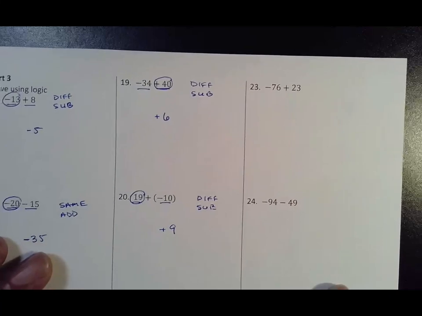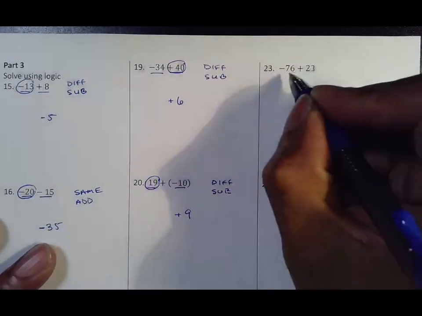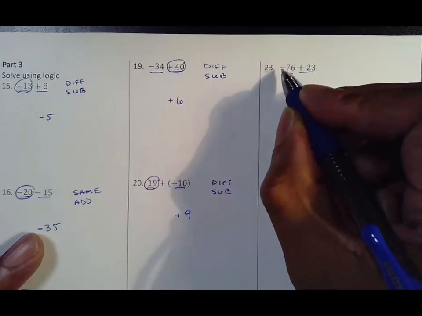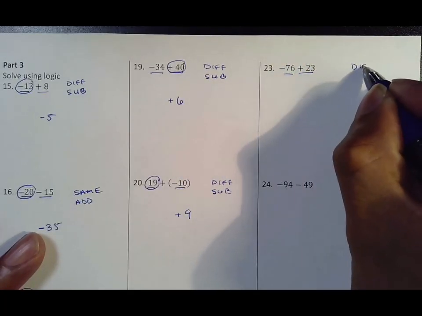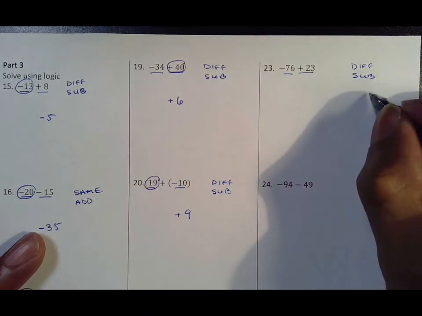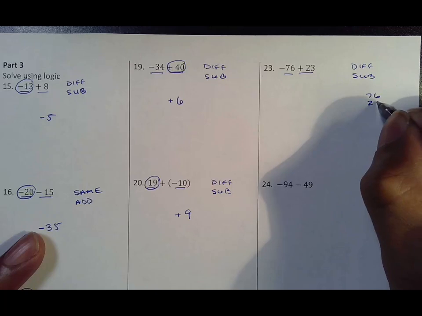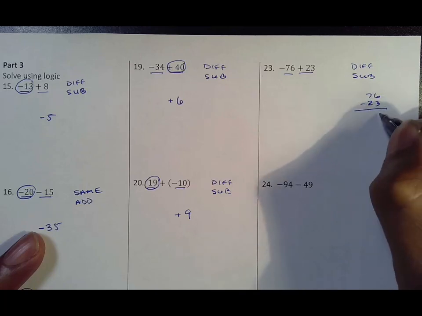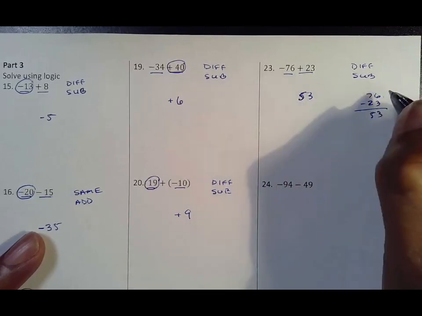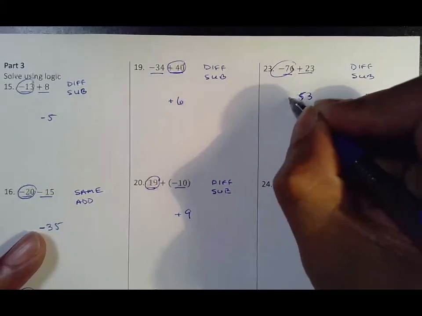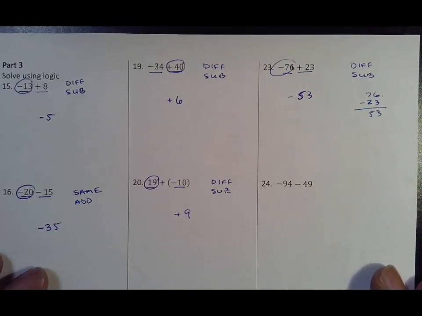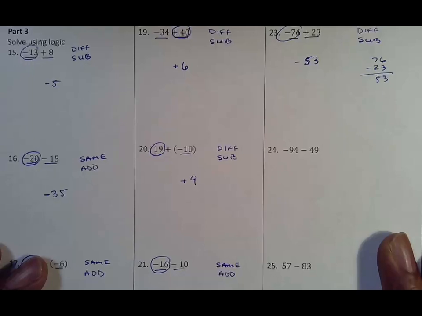Doesn't matter how big the numbers get. You can do this. Negative 76, positive 23. Negative, positive, different. Different means that I will subtract. I cannot do that in my head, so I'm going to set up the subtraction based off the way I was taught. Bigger number on top. 6 minus 3, 3. 7 minus 2 is 5. Bring your answer back over here. And again, the bigger number is negative, so my answer will be negative. That's all it takes. You had this in you all along. You just had to learn how to piece it together.